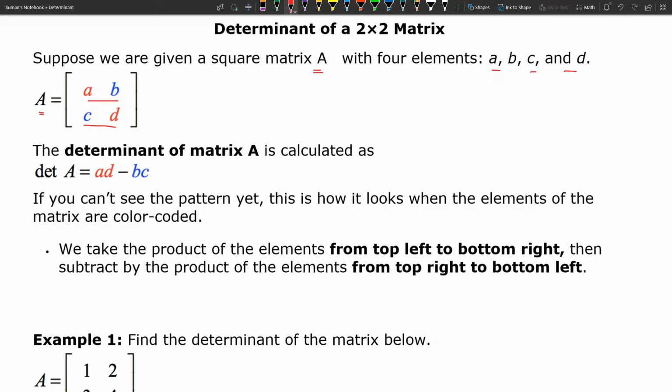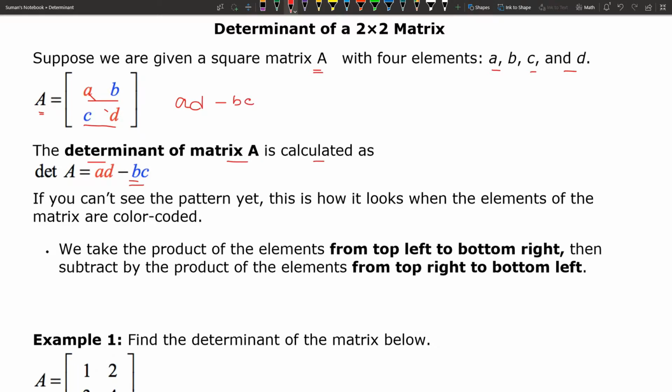So how to find out the determinant? Now, the determinant of the matrix A is calculated as a into d minus b into c. So that is the pattern. According to the red color, we have seen that it is a into d minus b into c.